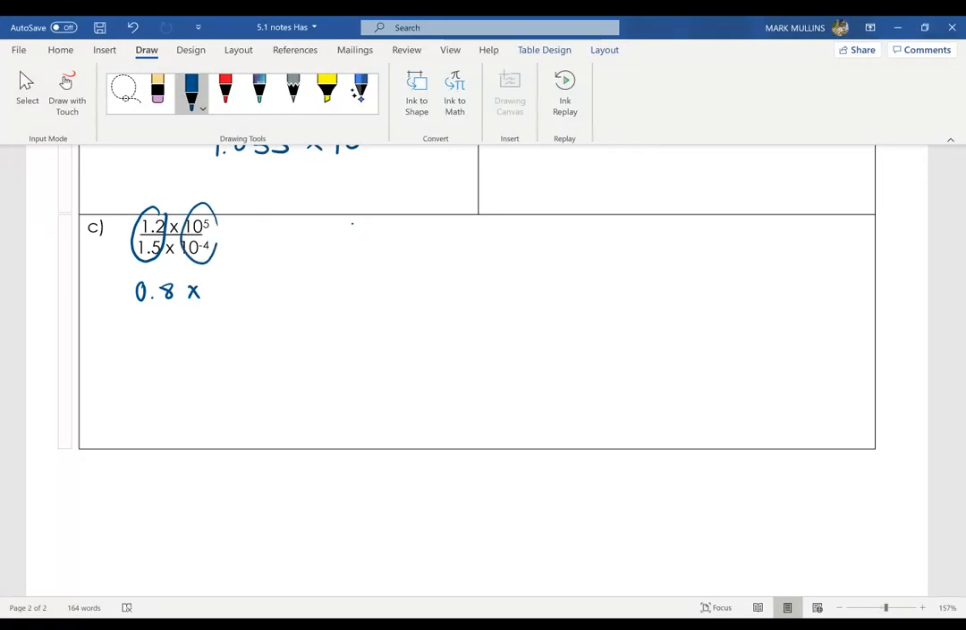times. And then here I would want to subtract my exponents. So 10 to the 5th minus negative 4. So 5 minus negative 4 would be 5 plus 4. So 0.8 times 10 to the 9th. And then because my number is too small, I want to move the decimal one place to the right. Since it was too small and I have to increase that number, I'm going to subtract 1 from here. So now I have 8 times 10 to the 8th.